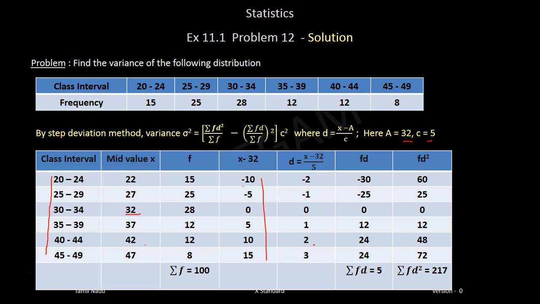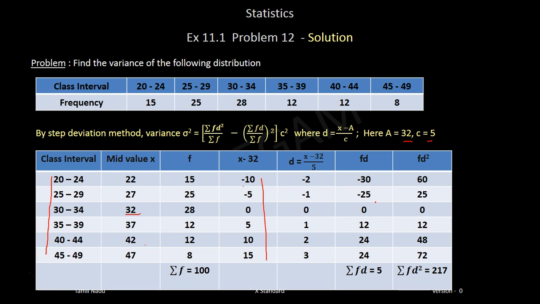So thereafter it is our normal calculation. So you have to find FD, which is coming over here. That is 15 into minus 2 is minus 30 and 25 into minus 1 is minus 25. Similarly, fill all the other entries of this column, right, and find the summation of the FD. Similarly, find the summation of F, and that is 100 here.